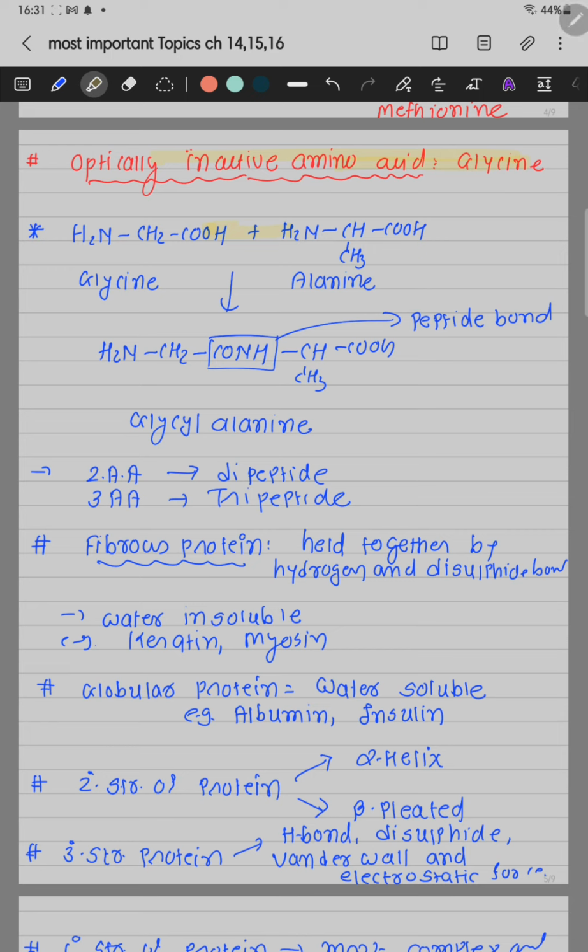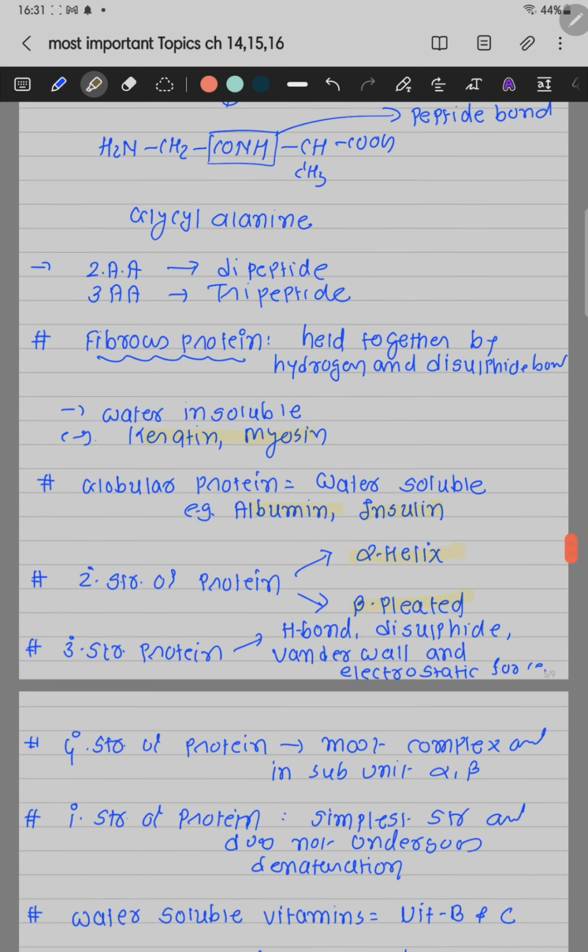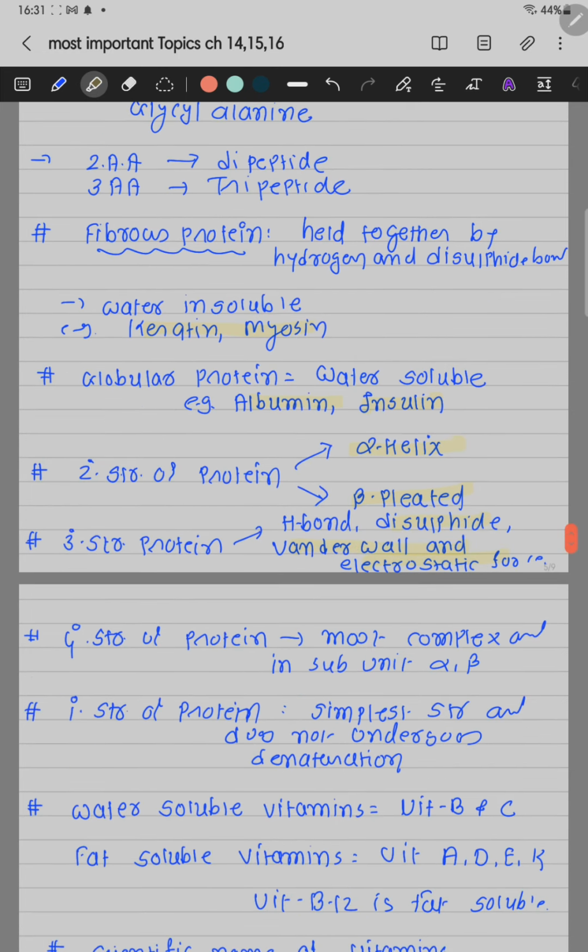Fibrous proteins are held together by hydrogen bonds and disulfide bonds, and are water insoluble in nature, for example keratin and myosin. Globular proteins are coil-shaped proteins, water soluble in nature, for example albumin and insulin. Secondary structure of protein: here there are two types, alpha helical structure and beta pleated structure. Tertiary structure of protein is stabilized by hydrogen bond, disulfide bond, van der Waals bond and electrostatic force of attraction.